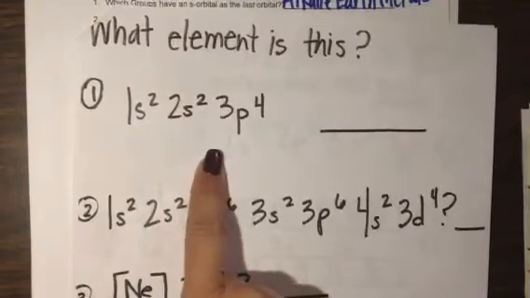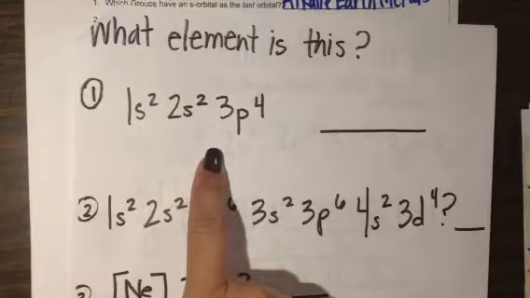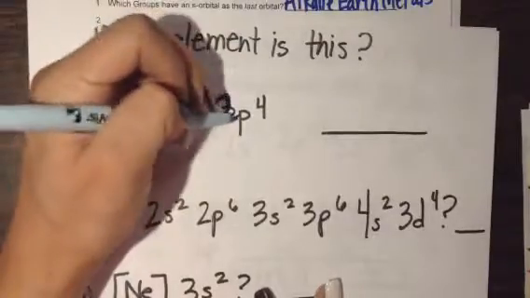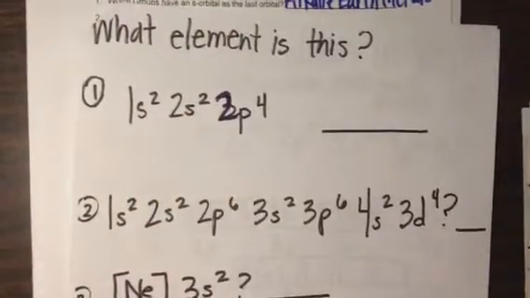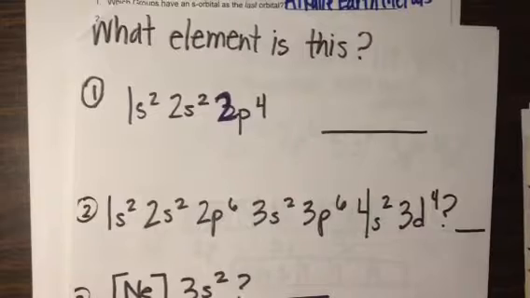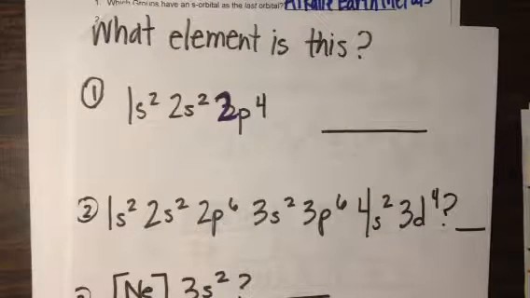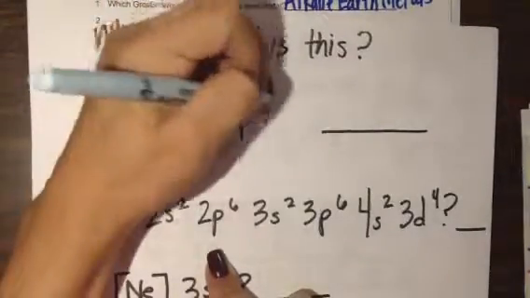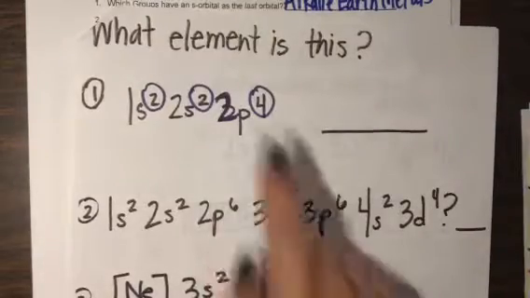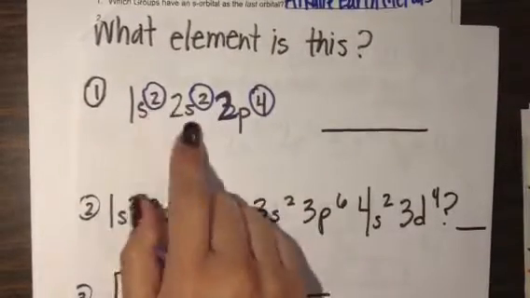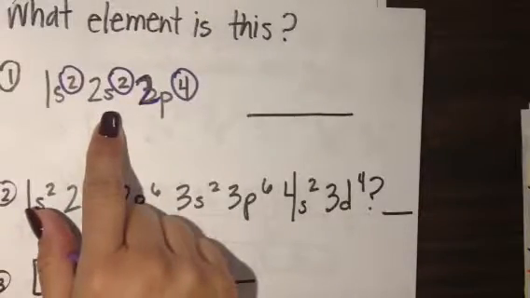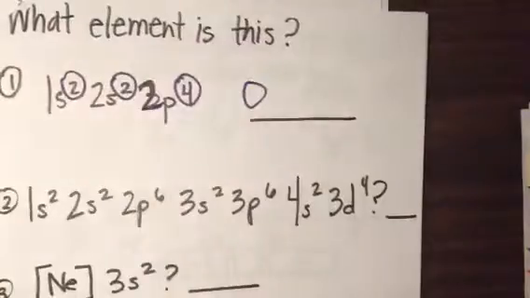Oh, and also I made a mistake here, guys. It's 1s2, 2s2, 2p4. It's my fault. I'm very upset because now all my copies are messed up. But regardless, you can still figure out what it is if you count the little exponents. 4, 5, 6, 7, 8. What is atomic number 8? Anyone? Oxygen. That's what that one is.